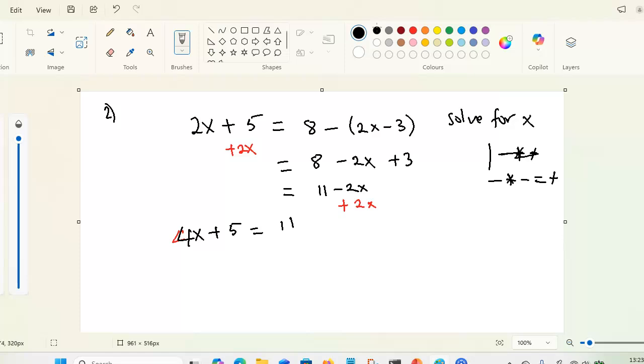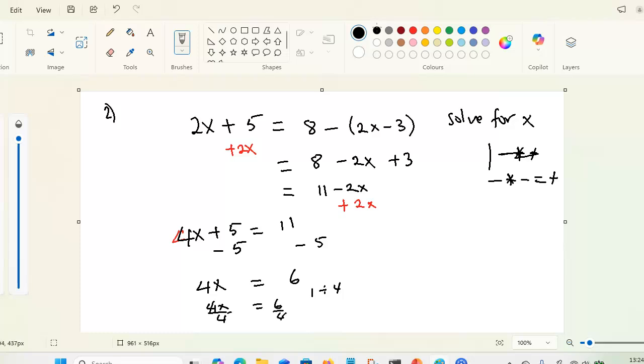We want to get rid of the 5 that is here. What you do to the one side, you do to the other side. So we end up with 4x, because 5 minus 5 is 0. 11 minus 5 is 6. Now to get rid of the 4, we have to divide by 4 because we want x to be on its own. So 4x divided by 4 is equal to 6 over 4.